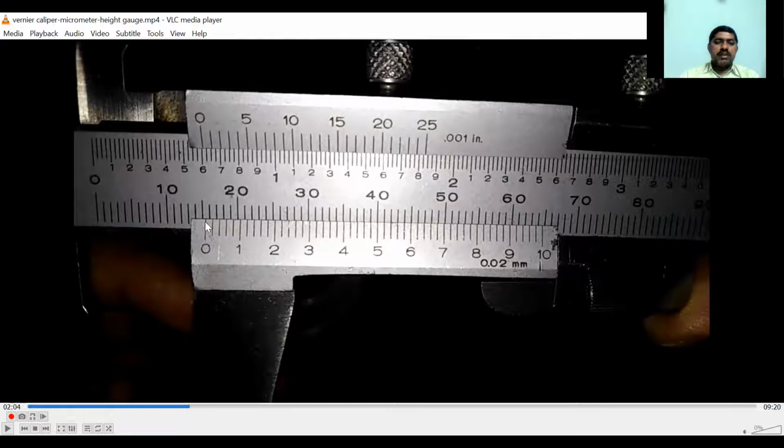Therefore the main scale division will be 15, and the vernier coincidence is, if you observe, at the fifth number on the vernier scale, which is exactly coinciding with a main scale division. Each number has 5 divisions, so we get a total of 25 divisions. So 15 plus 25 into 0.02, that is 15.5 mm, the diameter of the circular piece.